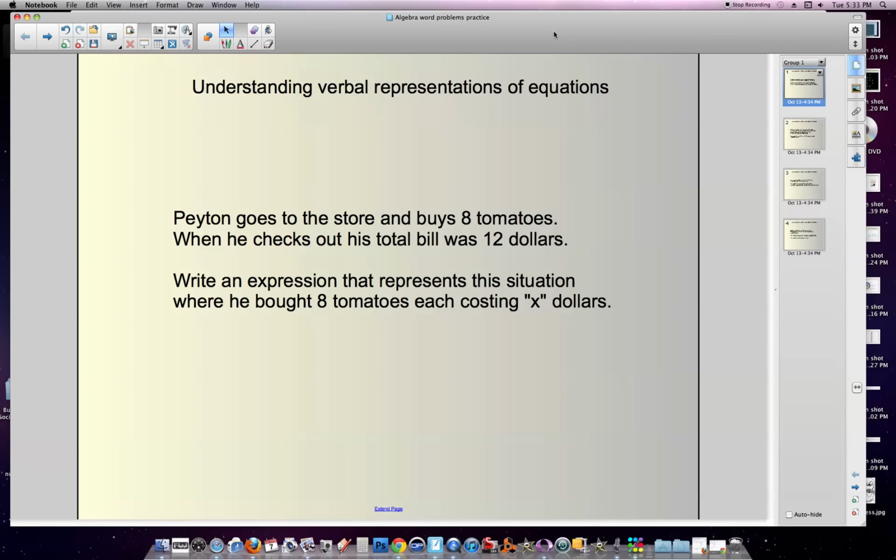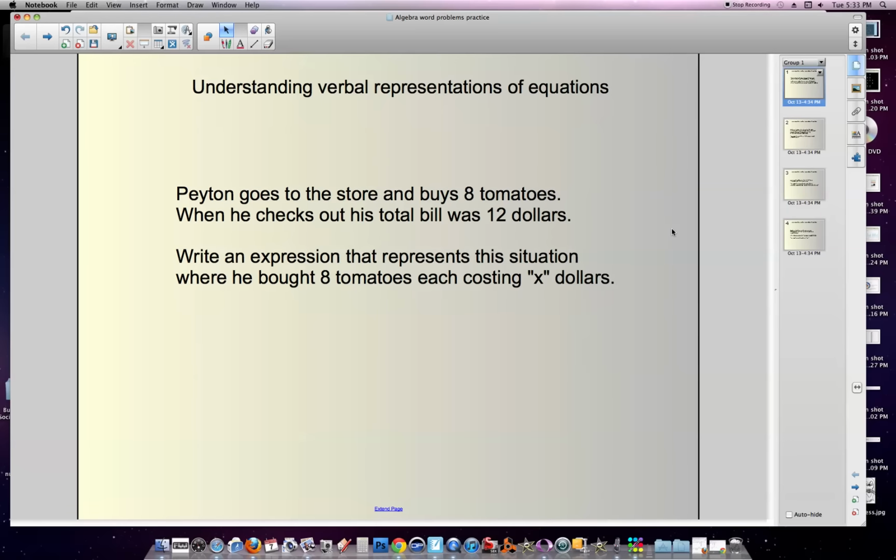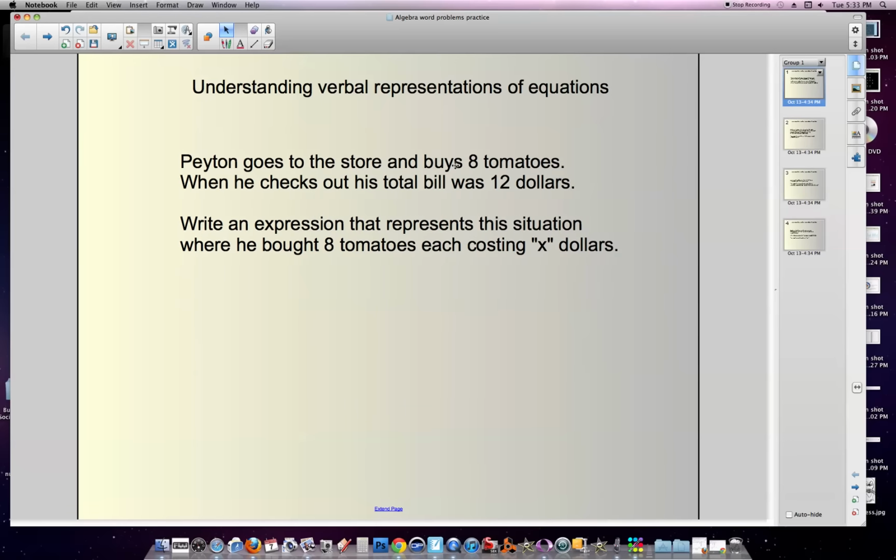So we start off with this sort of scenario. It says Peyton goes to the store and buys 8 tomatoes. When he checks out, his total bill was $12. It says to write an expression that represents this situation, where he bought 8 tomatoes and each of them cost X dollars. So we say, okay, we know that the total amount that he paid equals $12. And so he bought 8 tomatoes, and each one of them cost some amount of money.